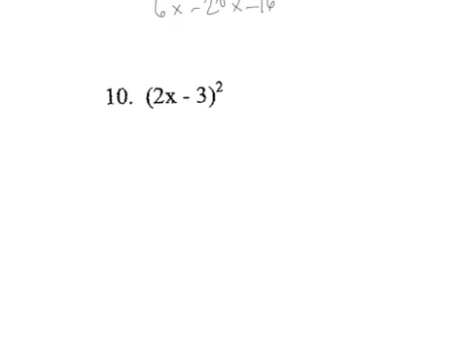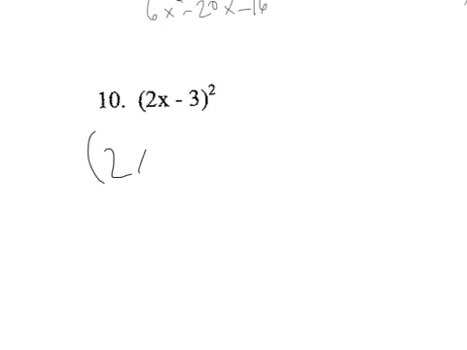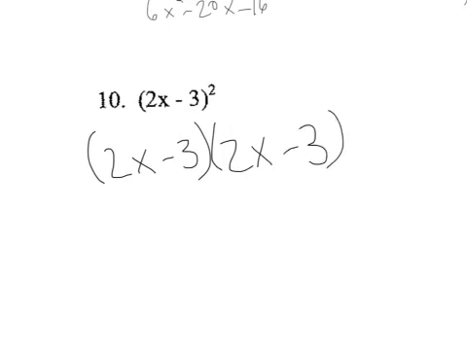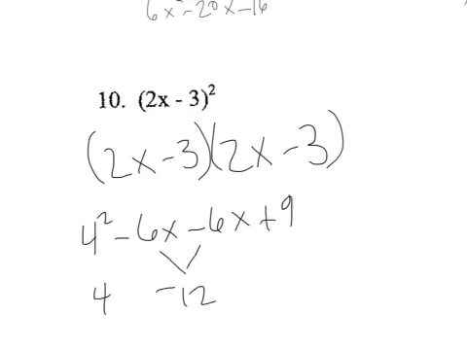We have one more, which looks like this. 2x minus 3 times 2x minus 3. So we've got 4x squared minus 6x plus 9. That's a negative 12. 4x squared minus 12x plus 9 for that one. Now we're going to go on to page 12.